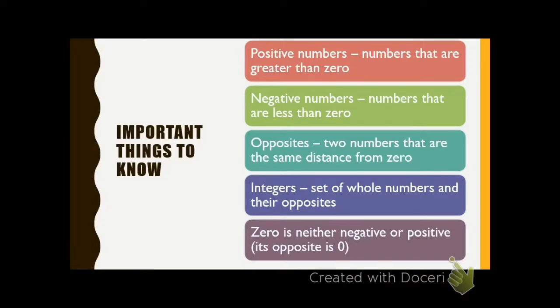Opposites are two numbers that are the same distance from 0, and you'll understand that more when we talk in a few minutes. I'll show you on a number line. An integer is a set of whole numbers and their opposites. So integers are positive numbers and negative numbers. 0 is neither negative nor positive, and its opposite is 0. There is no such thing as negative 0.